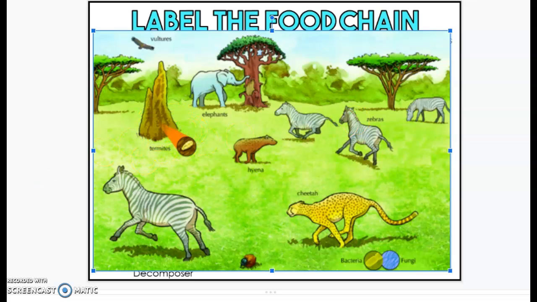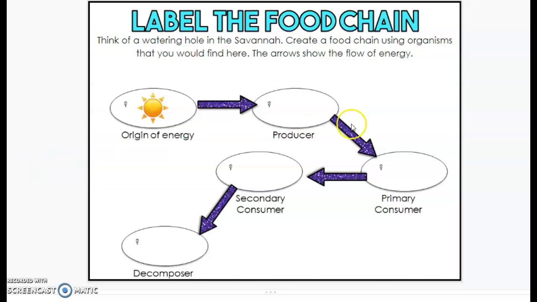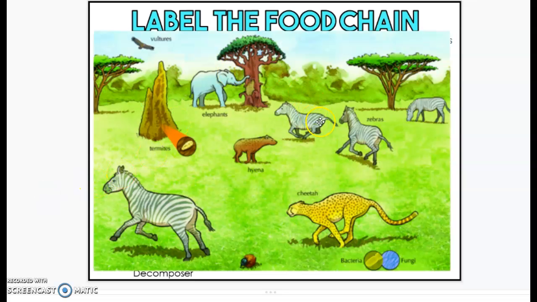So let's try to fill out where some of these animals would go. First I'm looking at something that creates its own food, and that would be these trees. So I'll type in trees, and you may do the same. Type in trees. Now let's look at the trees and see what is eating the trees, what's consuming the trees. We have elephants that consume the trees, or zebras that are consuming the grass.